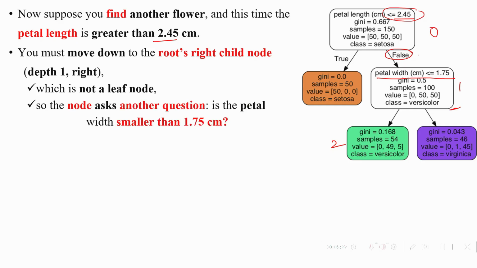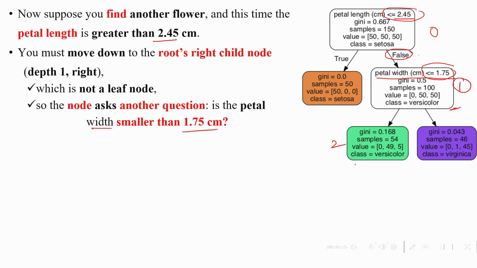Now, we can ask another question: if the petal width is smaller than the 1.5 centimeter node. At this condition, what happened at depth 1? We are going to check the other attribute condition. In the previous root node, we checked one attribute; at depth 1, we are going to check the other attribute. Here the condition is petal width less than or equal to 1.75.